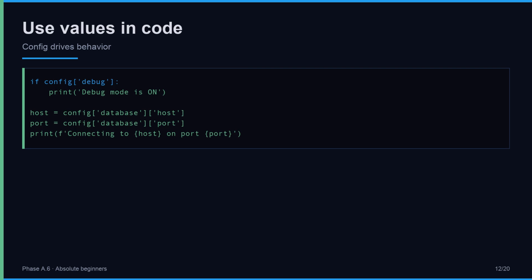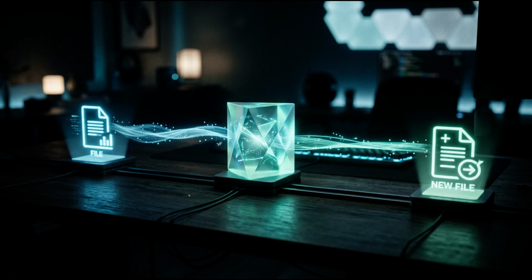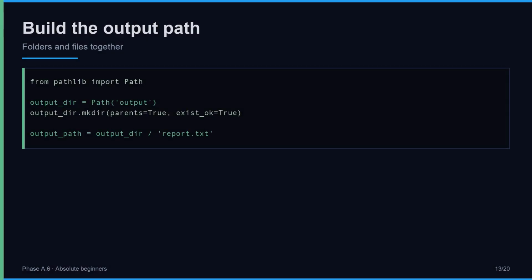Let config drive behavior. Everything in this phase comes together here. You read a file, you use its values, and you write something new back to disk. That is a real program. The full loop. Now prepare to write output.